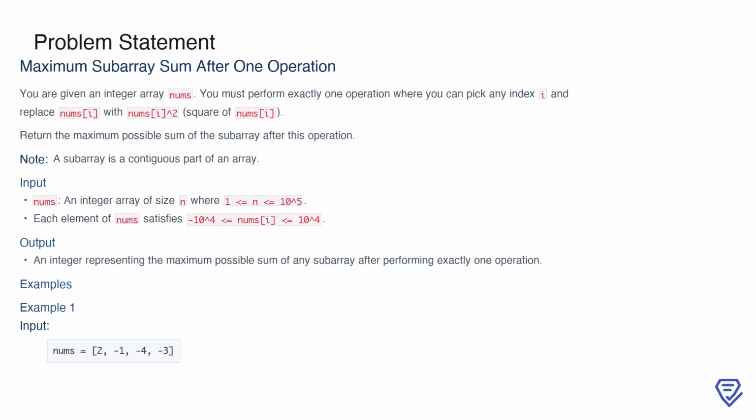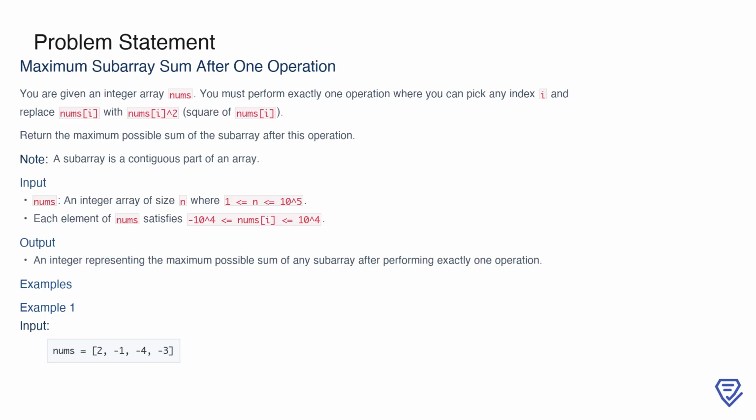In this problem, we are tasked with maximizing the sum of a subarray in an integer array nums. However, there's an additional twist: we are allowed to modify the array by performing exactly one operation. This operation lets us choose any index i in the array and replace the value at that index, nums[i], with its square, nums[i]^2. After performing this operation, we need to determine the maximum possible sum of any subarray in the resulting array. Remember, a subarray is simply a contiguous part of the array.